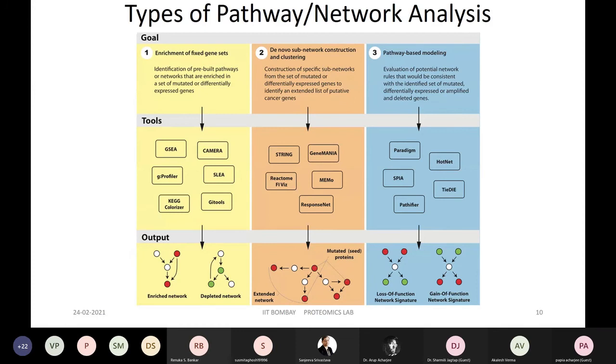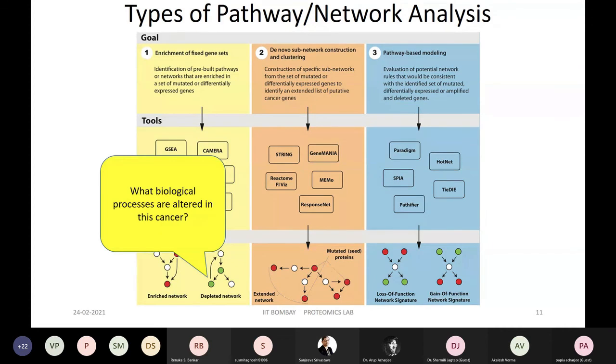If we talk of pathway network analysis types, there are three types. One is the enrichment of fixed gene sets. Then there is de novo subnetwork construction and clustering. And then there is pathway-based modeling. Why do we use these three approaches? Because they actually help you answer three different types of questions.